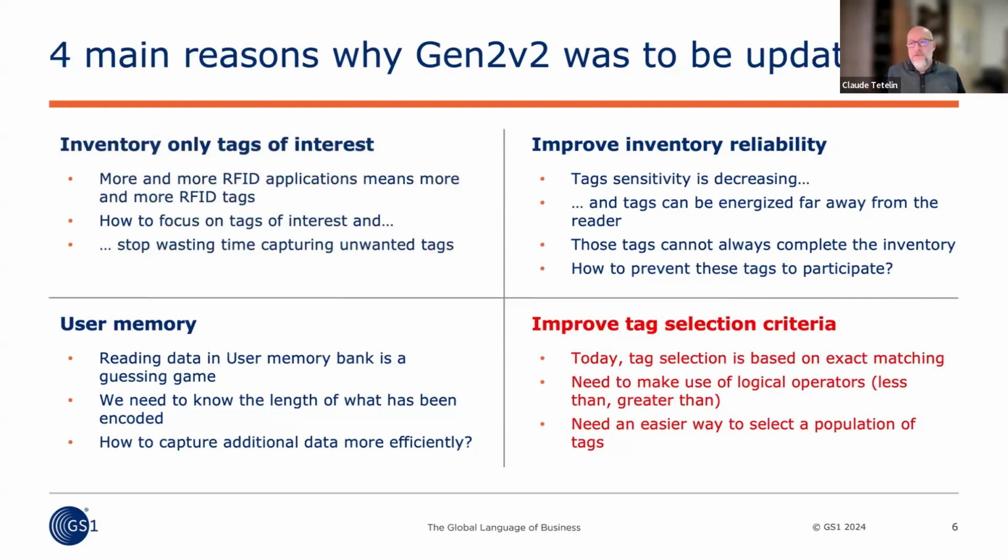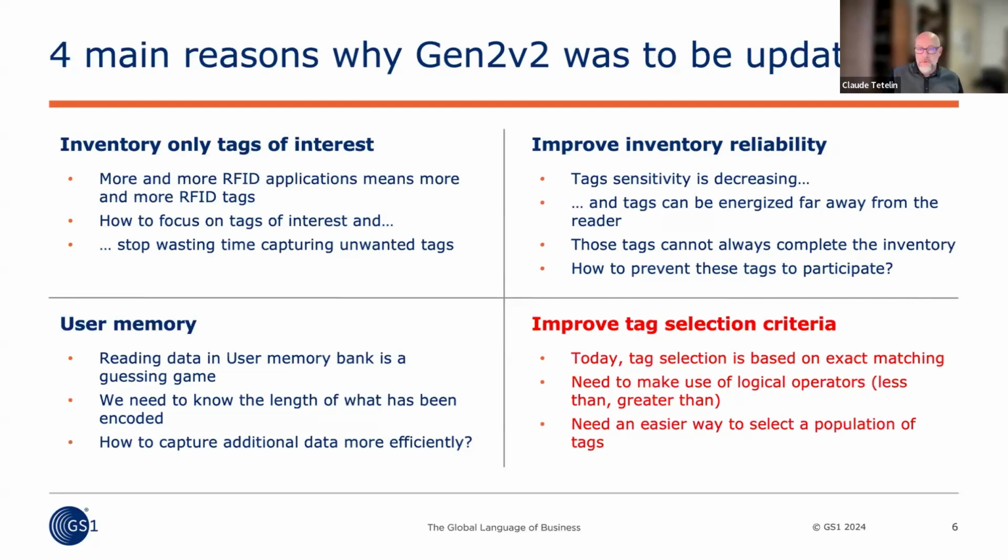Another reason is about improving the tag selection process. This is related to the first reason, but today, the way you can do tag selection is based on the perfect matching between a mask value and the data that is encoded into a tag. So there is no way currently with Gen2v2 to compare 2 different values and use logical operators like greater than or lower than, and to select the tag based on the result of this comparison.